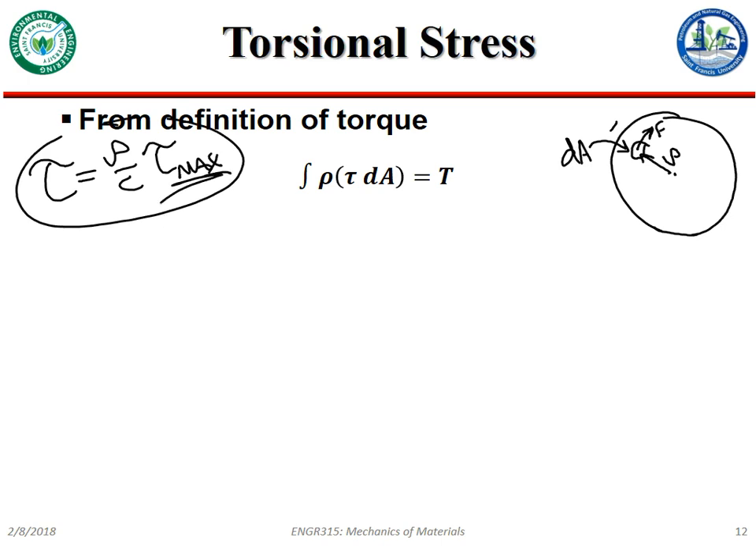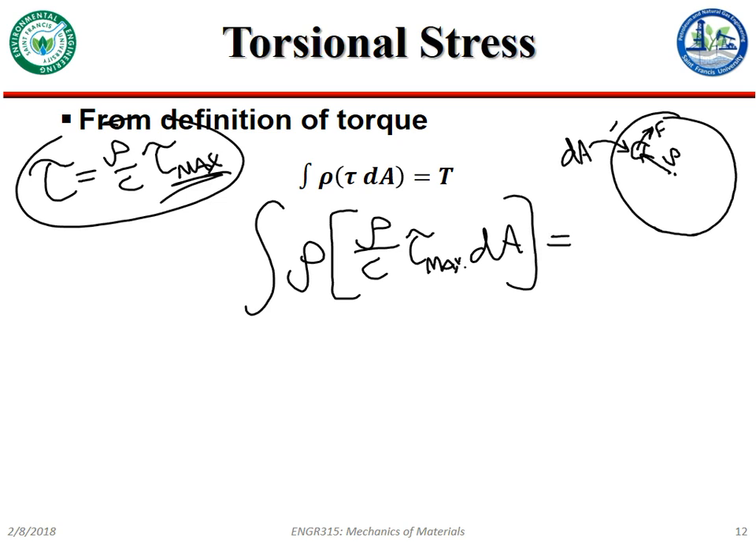That'd be pretty straightforward. It's one number. It's not going to change, right? Because it's just the shear stress that's on the surface of the rotating circular part. So if we could recast this in terms of tau max, maybe we could start getting something. So if we substitute this in, the integral of rho over c times tau max dA equals torque, then group some like terms.